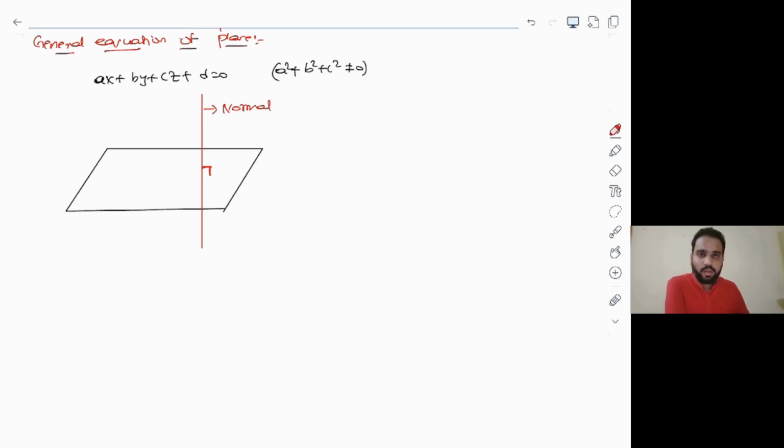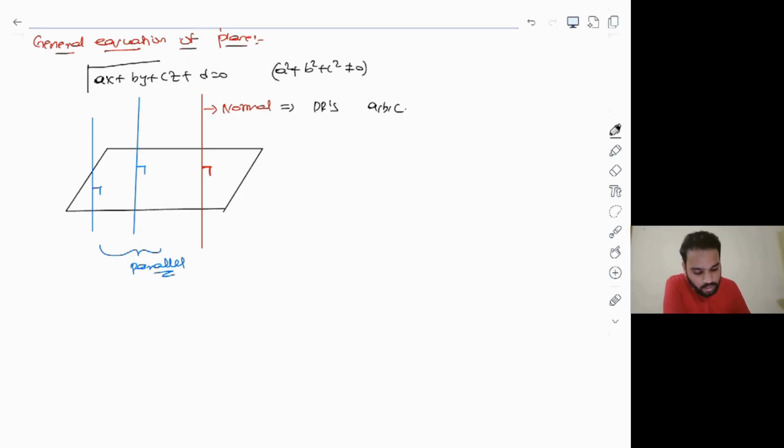The main thing is, wherever you draw this line which is perpendicular to this plane, all those normals will definitely be parallel to each other, right? Even if I draw a normal somewhere here or somewhere here, all these normals are going to be parallel to each other. So that's the importance of a normal to a plane. And here, this is a normal to the plane. Now this normal will have the DRs a, b, c.